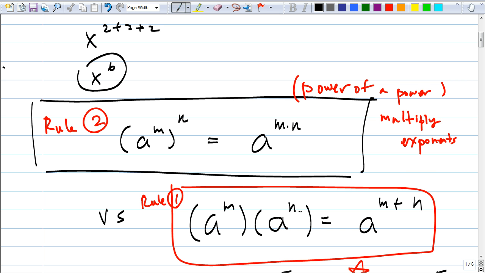Two sets of parentheses? Oh, okay. So for rule 1, you have two sets of parentheses. And the other one? Okay. Another, yeah.